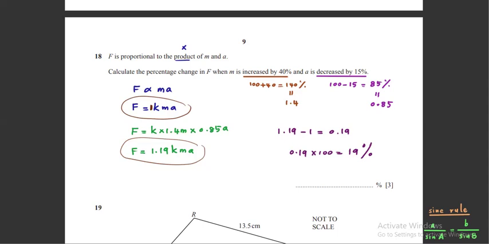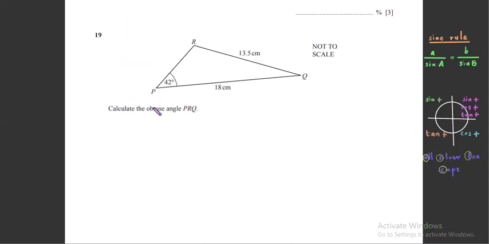Let's move on to question 19. Calculate the obtuse angle PRQ. So we are supposed to calculate the obtuse angle for PRQ. So this is this angle PRQ. So we are supposed to calculate what PRQ is. The side that is opposite to this angle is known, and the angle is known to us as well, which means we are going to make use of the sine rule.